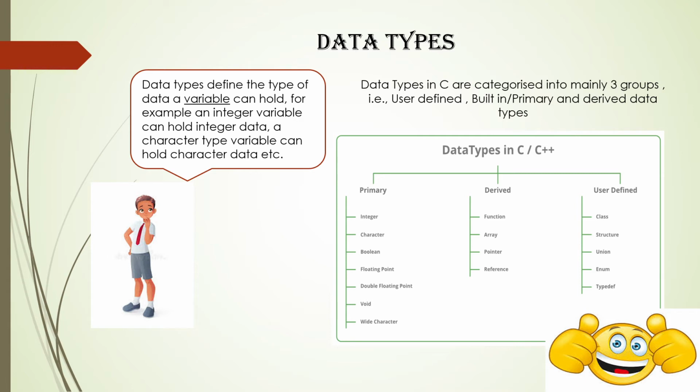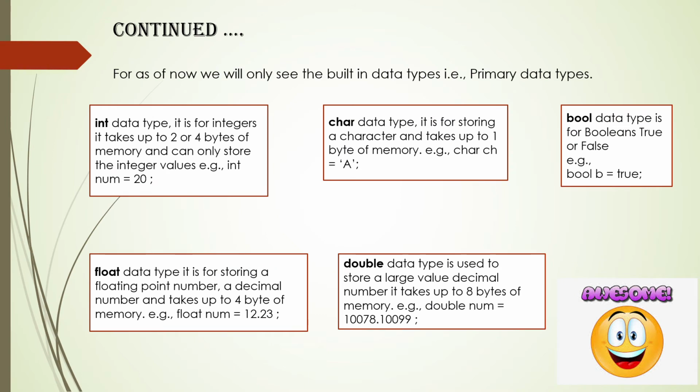So user defined data types include class. In this lecture, we will only cover the primary data types, and the rest we will see in the upcoming lectures. So let's see in detail about primary data types. Int data type, it is for integer. It takes up to 2 or 4 bytes of memory, can only store the integer value. Example, int num equals to 20. Here num is the variable name of integer data type which holds the value 20 in it.